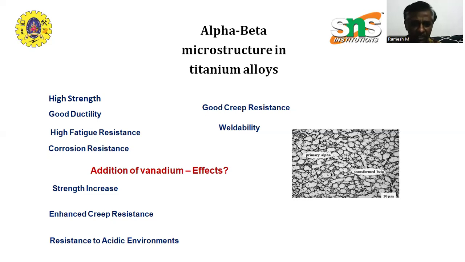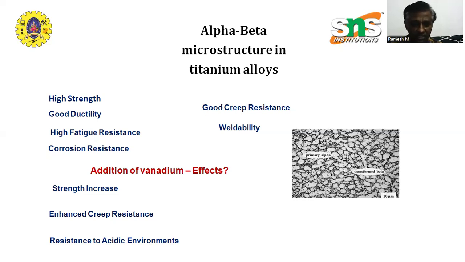Then a very important one is corrosion resistance. This alpha beta microstructure also provides good corrosion resistance compared to single phase titanium alloys. I am talking about alpha beta phase alloys, so it gives a greater amount of corrosion resistance.